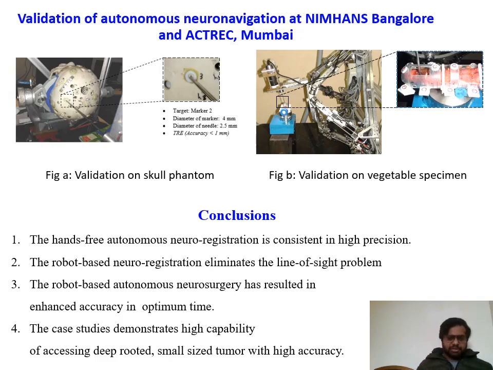The conclusion is that hands-free autonomous neuro-registration is consistent in high precision. The robot-based neuro-registration eliminates the line-of-sight problem. The robot-based autonomous neuro-registration has resulted in enhanced accuracy in optimal time, and the case studies demonstrated the high capability of accessing deep-rooted, small-sized tumors with high accuracy.